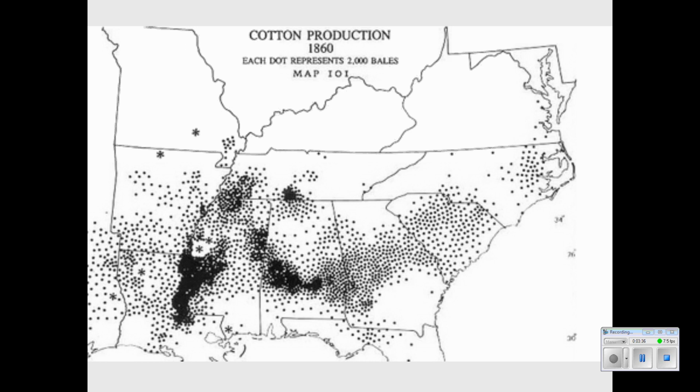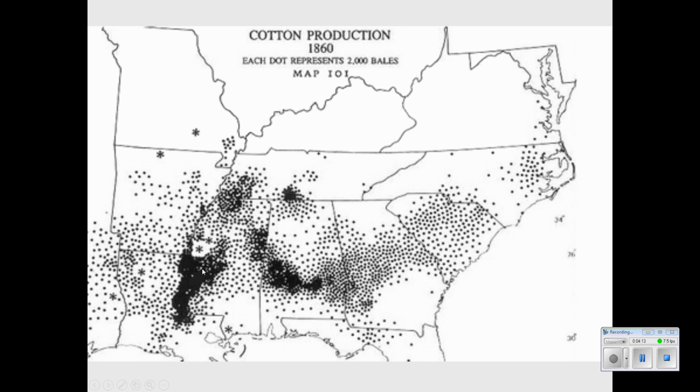Now, this is a map of cotton production in the South. Each dot represents 2,000 bales of cotton as of 1860. Now, you see here the extreme density in western Mississippi along the Mississippi River and into Louisiana, and also a certain area of Alabama here. This area here, it was known as the Cotton Belt. You can see the impact that cotton had.